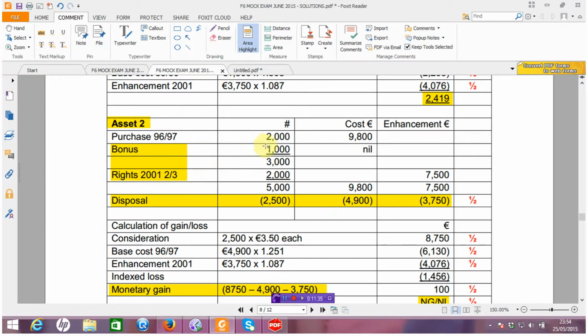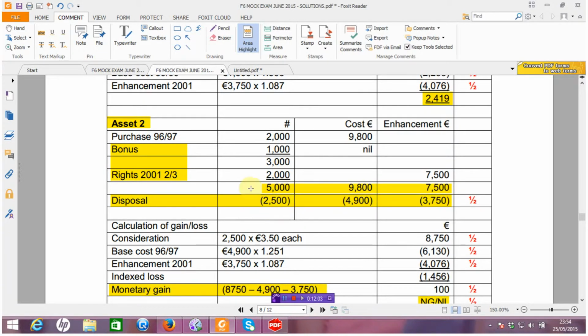So again, it works in exactly the same way. For the bonus, the number of shares, bringing nil across. For the rights, again the number of shares, 2 for 3, and bringing in the enhancement value based on the per unit rights payment. Now this is the one, because it's the final pool, and we don't have 3 here, you'll see that there's only a proportion coming out of these figures, and you really have to do it pro rata.